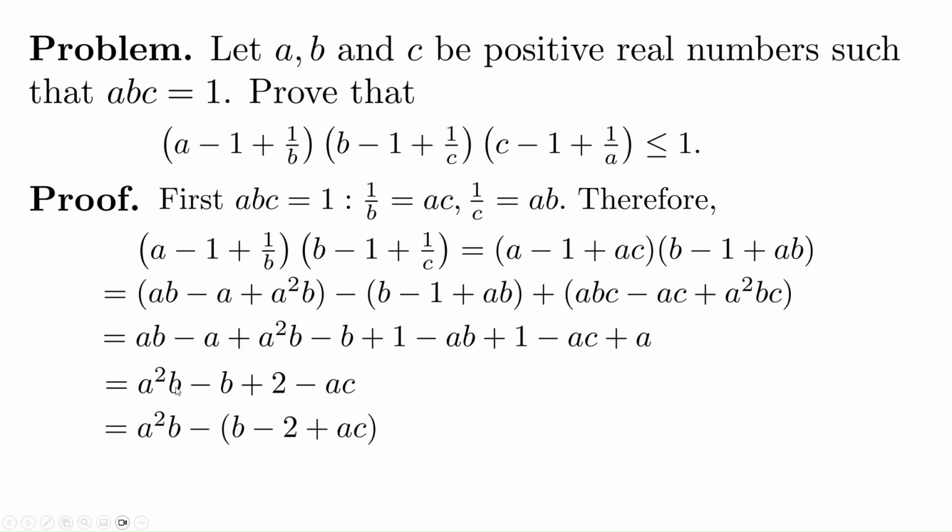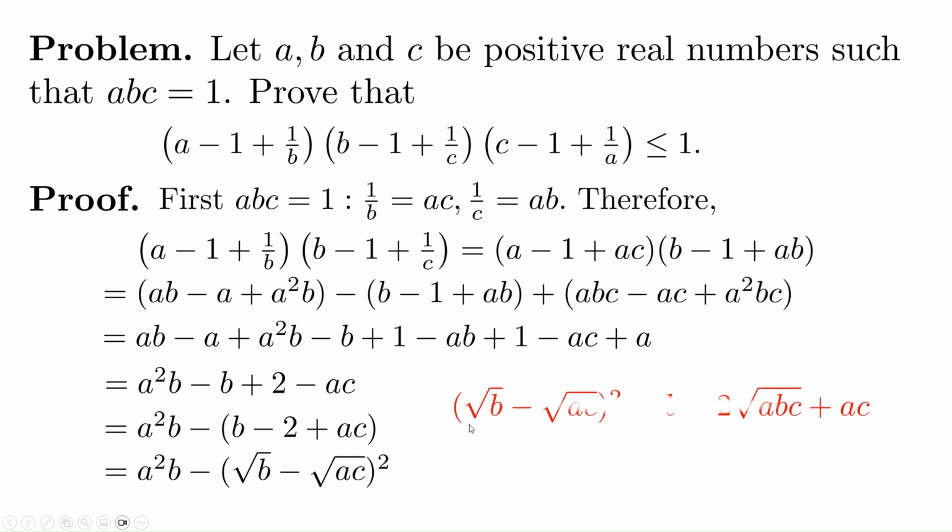Grouping the last 3 terms, it is actually a perfect square: root B minus root AC, squared. A quick check: root B minus root AC squared equals root B squared, that is B, minus 2 times root B times root AC, that's 2 times the square root of ABC, plus the last term, root AC squared, that is AC. And we know ABC equals 1, so it equals B minus 2 plus AC.